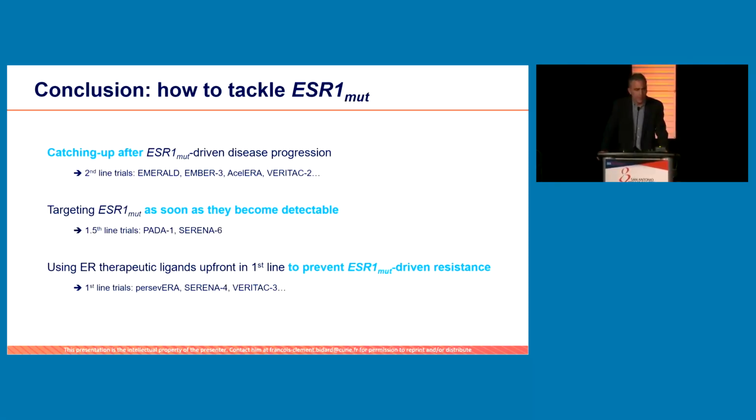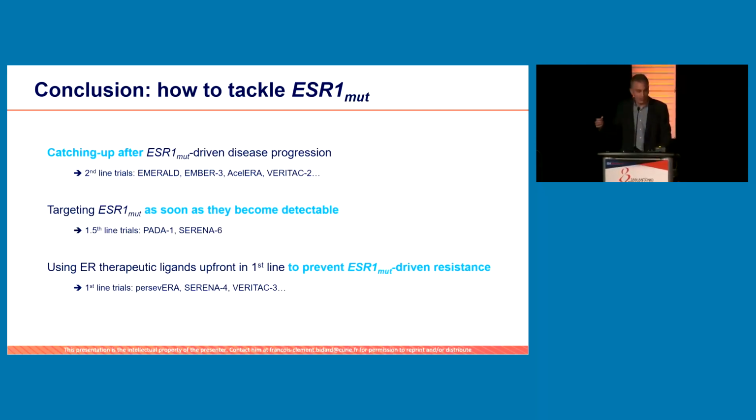So how do we tackle these ESR1 mutations? We have 3 strategies, and I think that Erika will touch upon these different trials after my talk. One is trying to catch up when these mutations have already driven disease progression. These are the first-line trials that we are conducting and that have been conducted: EMERALD, EMBER3, ACELERA, and VERITAC-2. We could also try to target this mutation as soon as it becomes detectable. That was the purpose of PADA1.